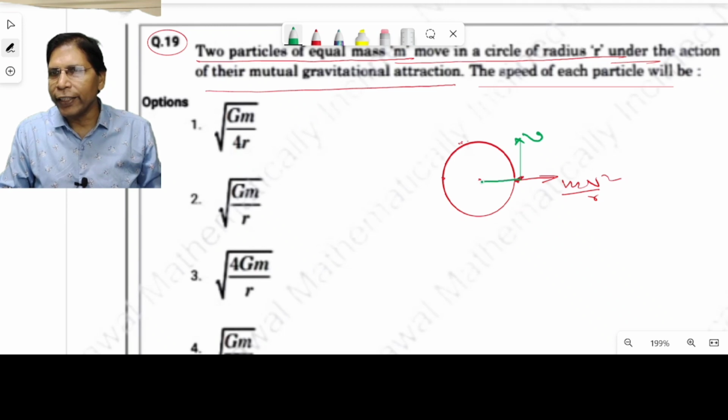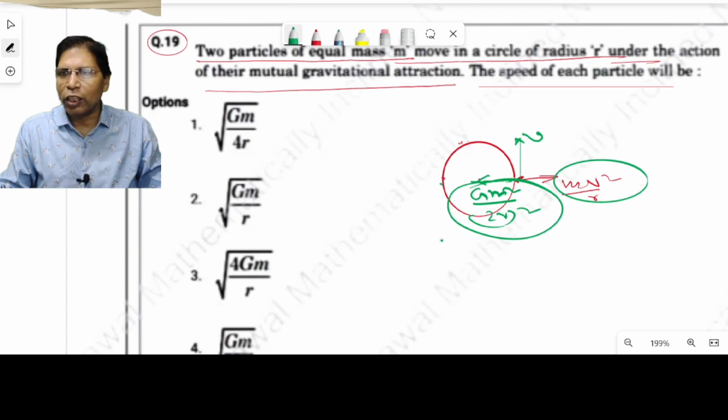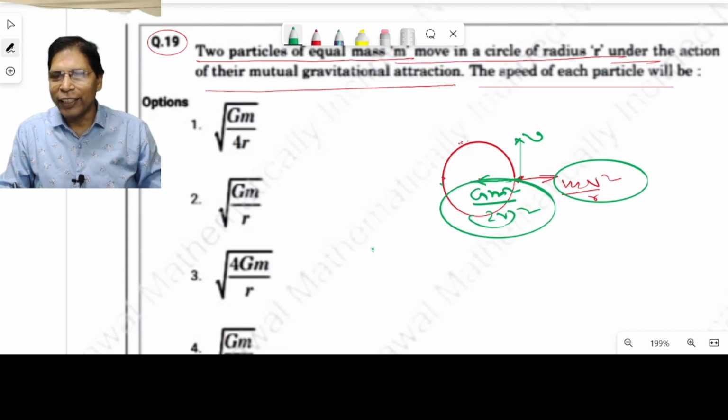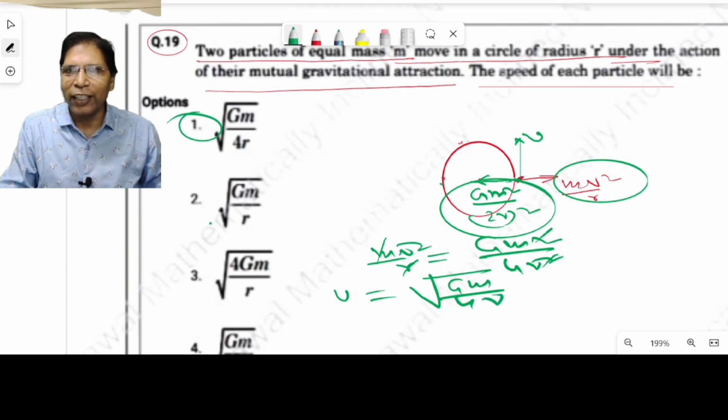Okay, look at this, here the gravitational force is the centripetal force, this is G m square by distance, the distance is the diameter, so 2r whole square. So this force equal to this force. Now mv square by r equals G m square by 4r square. Look at this, this and this cancel out, so v equals root under Gm by 4r. Okay, option 1 is correct.